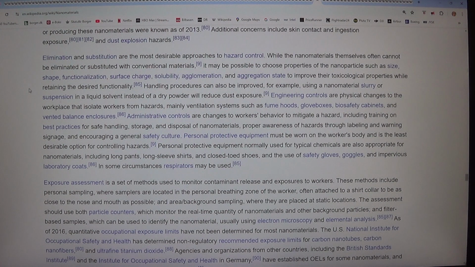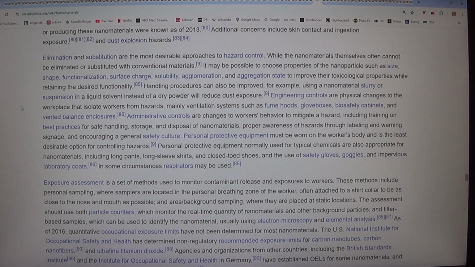Handling procedures can also be improved, for example, using a nanomaterial slurry or suspension in a liquid solvent instead of a dry powder will reduce dust exposure. Engineering controls are physical changes to the workplace that isolate workers from hazards, mainly ventilation systems such as fume hoods, glove boxes, biosafety cabinets, and vented balance enclosures.